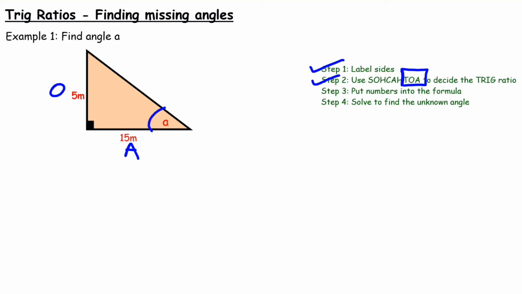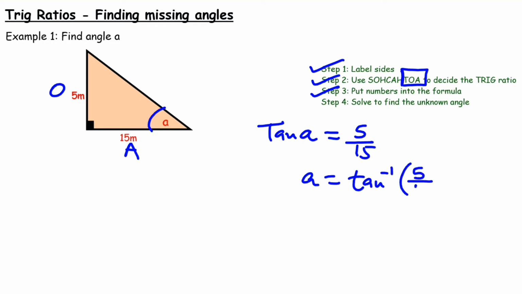And we know that tan of A will be equal to opposite over adjacent. So 5 over 15, which means that A will be equal to the inverse. So you usually use the inverse function when you're finding the missing angle. And how do you do that?